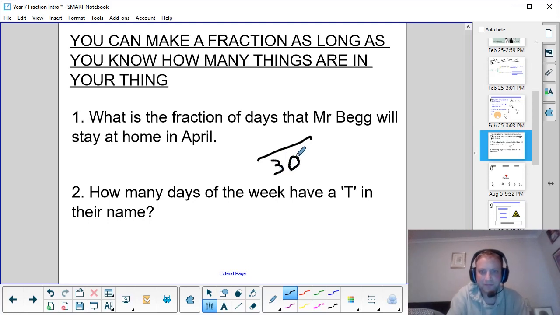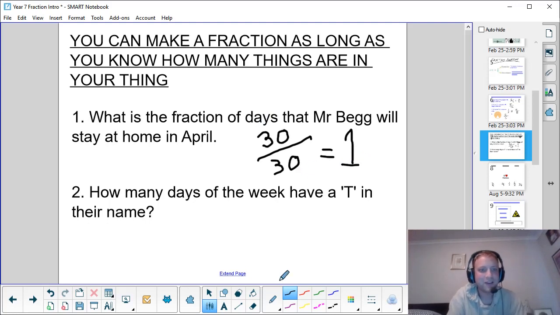And then because of our social distancing restrictions, the answer will be 30. Right, but the main part is that I knew that there were 30 days in April, so I'll put 30 in the bottom. This does simplify, so we'll write the simplified answer. You don't have to worry about that yet, but that would be 30 out of 30.